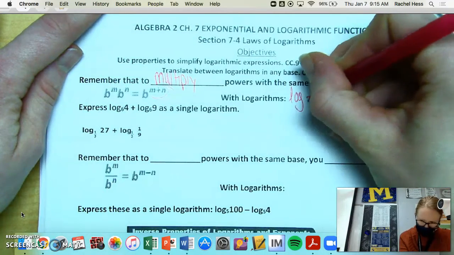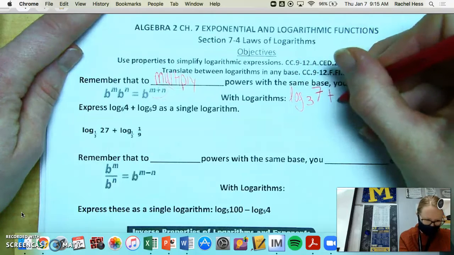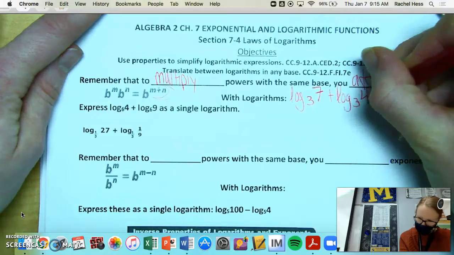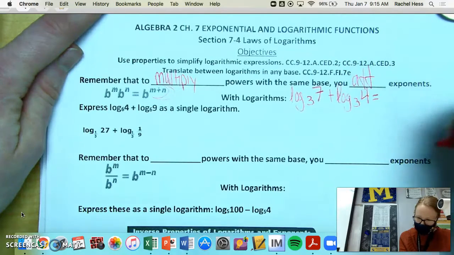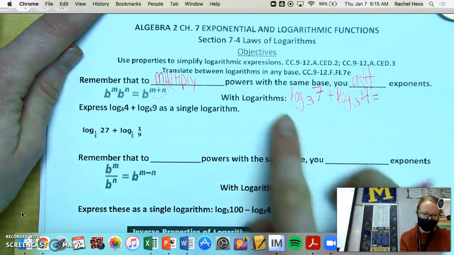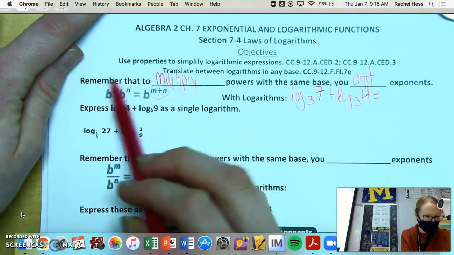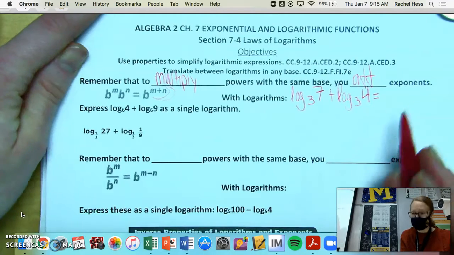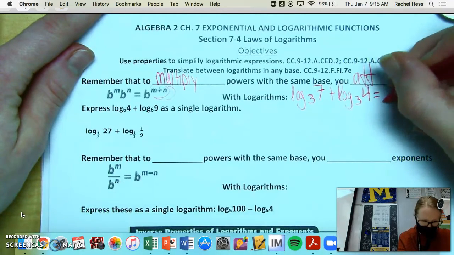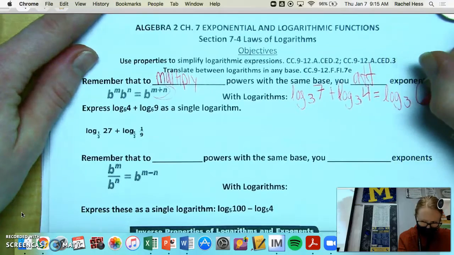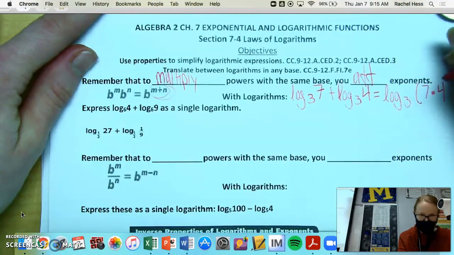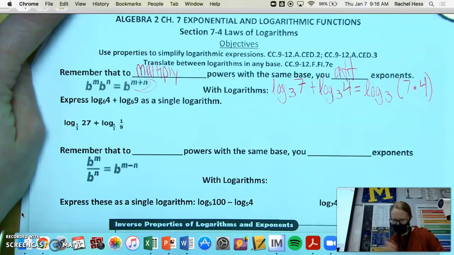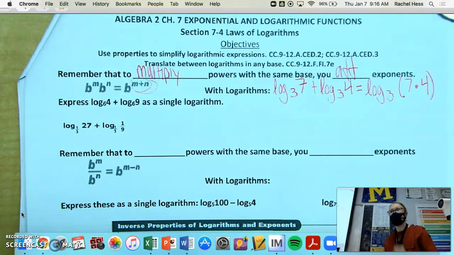So if we had log base 3 of 7 plus log base 3 of 4, what that's really saying is we're going to work our way backwards. If you think about this, when we multiplied expressions, we added the exponents. Here it's sort of like we're adding exponents, so let's work backwards and multiply. It's going to be a little funky. So it's sort of, like I said, like working backwards instead of forwards.